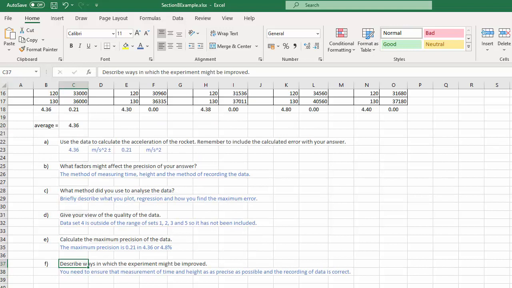And part F, describe ways in which the experiment might be improved. So you need to say something about improving the way that you measure the time, improving the way you measure the height, and make sure that the recording of the data accurately reflects what was actually observed. And that is how you get good marks on Section B.